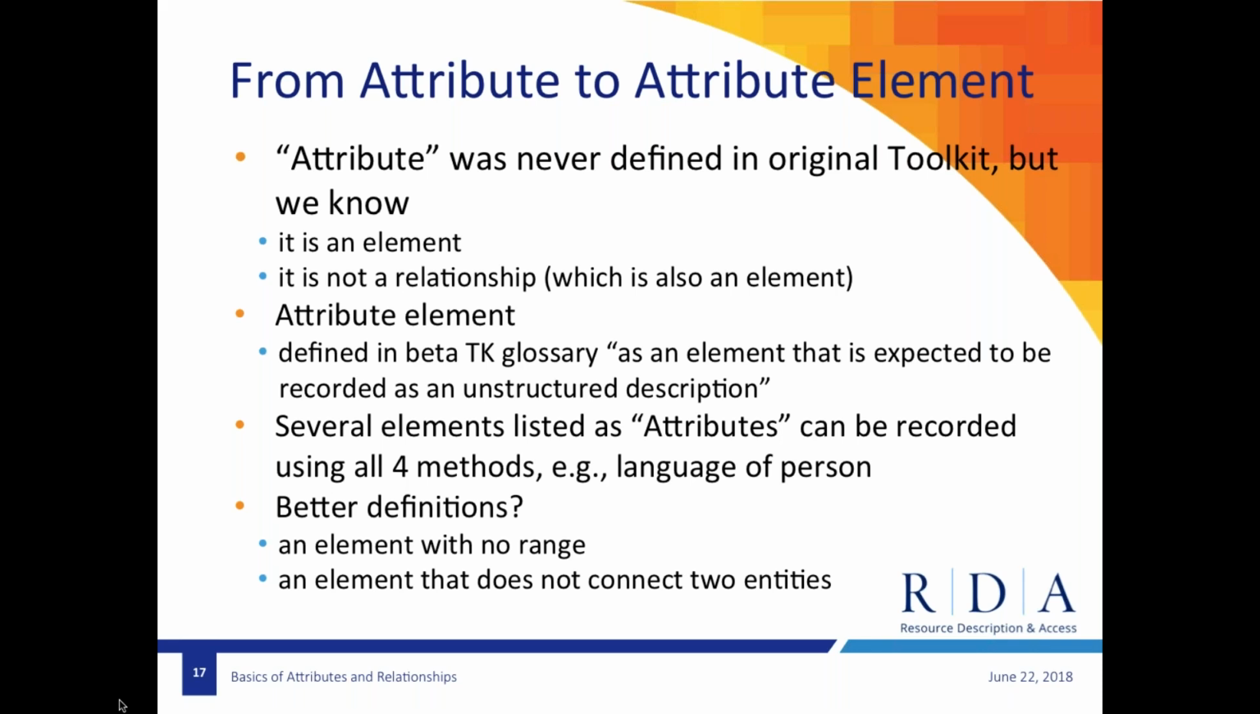I think it is, but I'm wondering if the definition should be changed a little bit, or if you agree, let me know. So I have a couple of definitions to suggest: an element with no range, and an element that does not connect to entities. And there's also the idea that maybe it's not so important anymore to say what kind of element we have. Maybe it's enough to know that we have an element, and we can talk about that too.